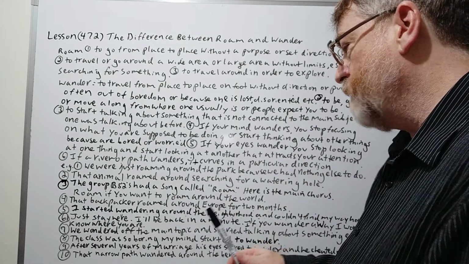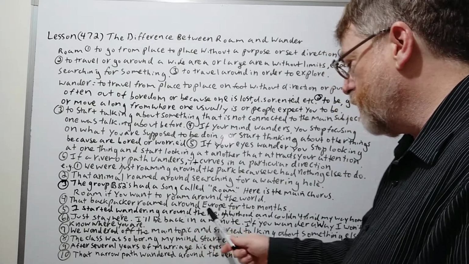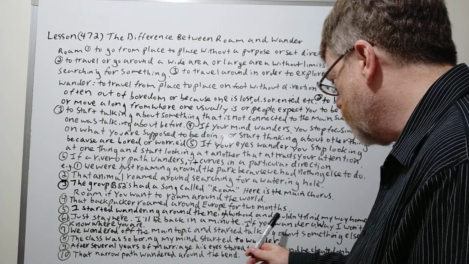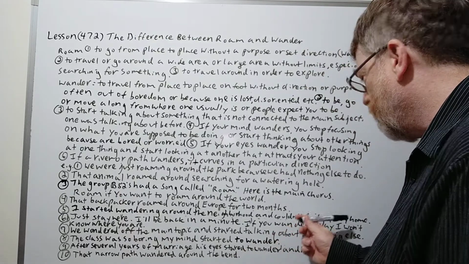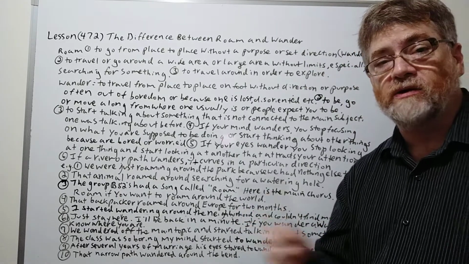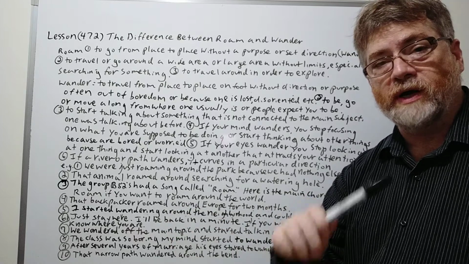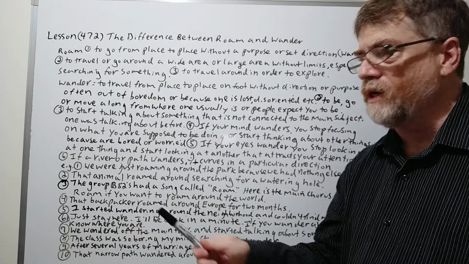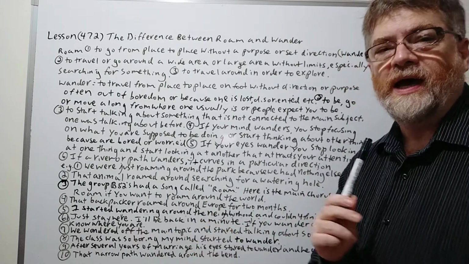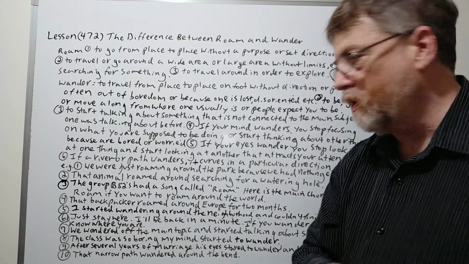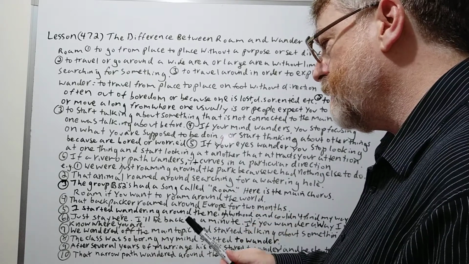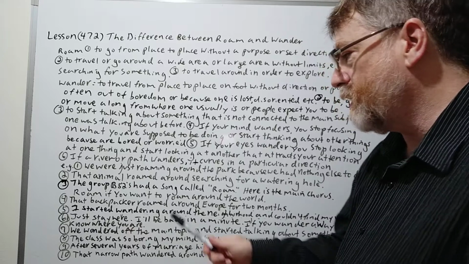All right, number 5. I started wandering around the neighborhood and couldn't find my way home. Yes, so in this case, you're kind of lost. You started wandering around and suddenly, where am I? I'm lost. So this one you're a little more likely to use wander with. Okay, let's look at number 6 here.